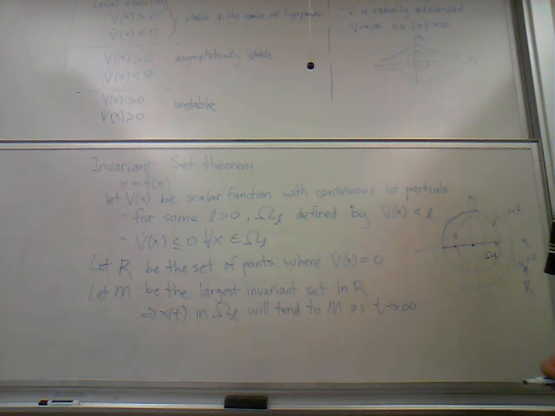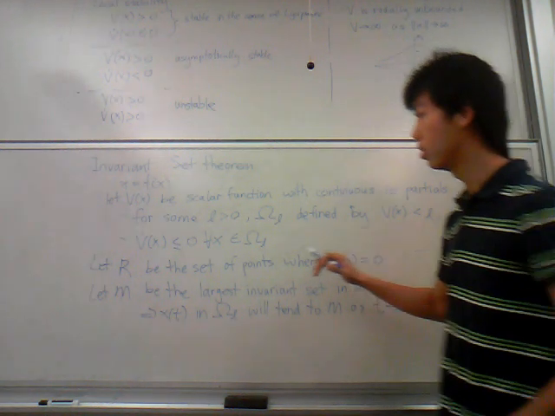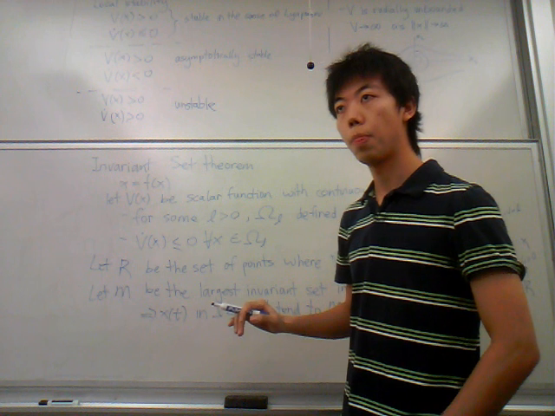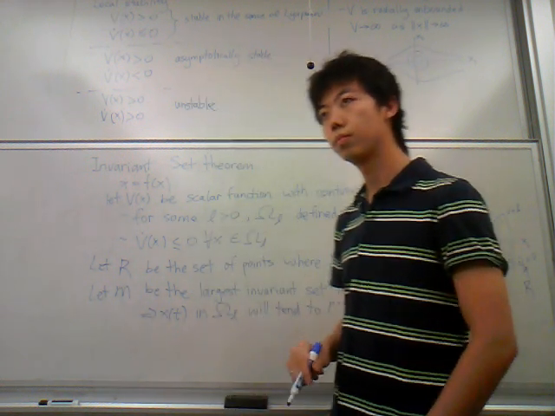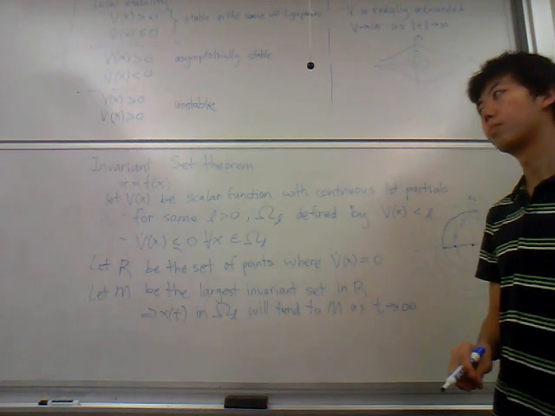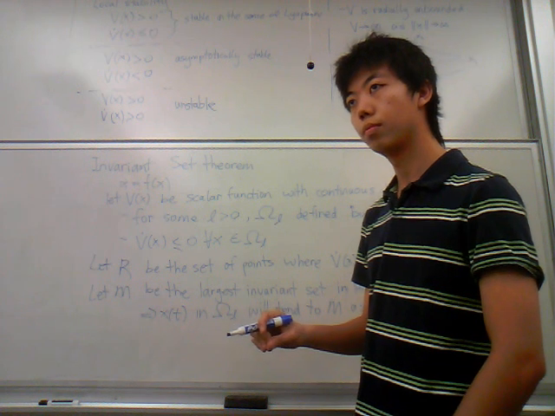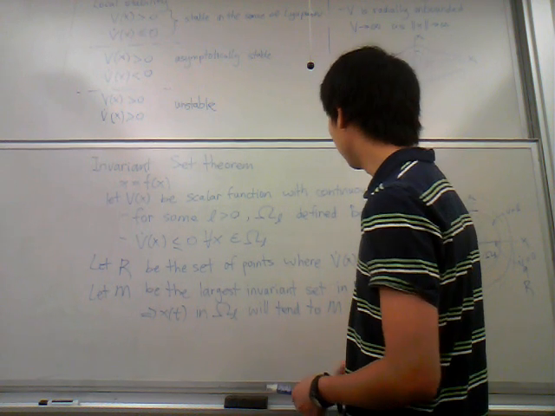Could you use this with Krasovsky's theorem? Yes, you can use this whenever you get a V dot that's negative semi-definite. If we were to use Krasovsky's theorem, like 3.7, not the general one but the specific one, and we get that V dot is negative semi-definite, then we could use the invariant set theorem to prove it's negative definite.